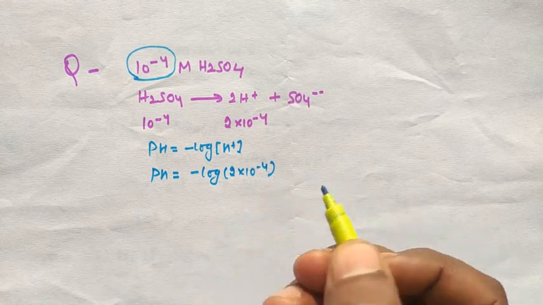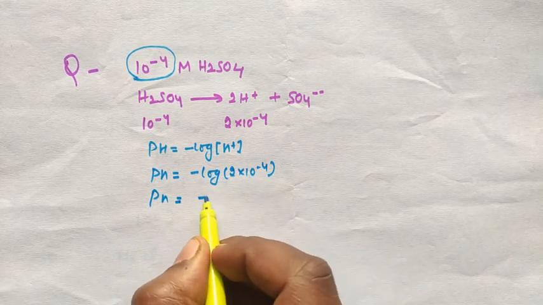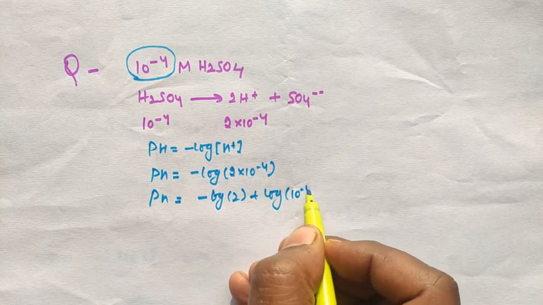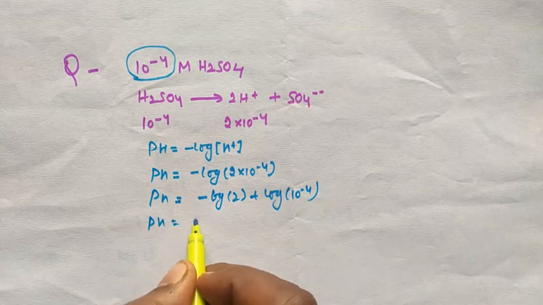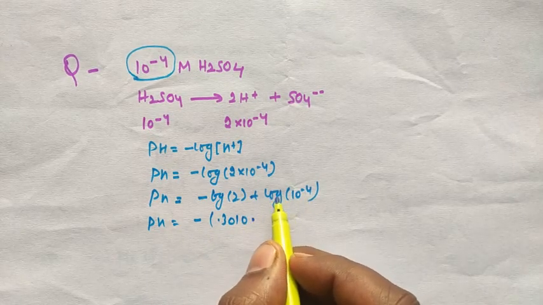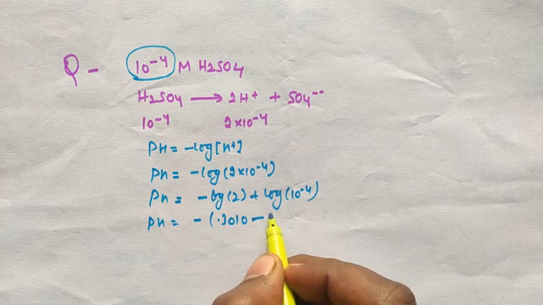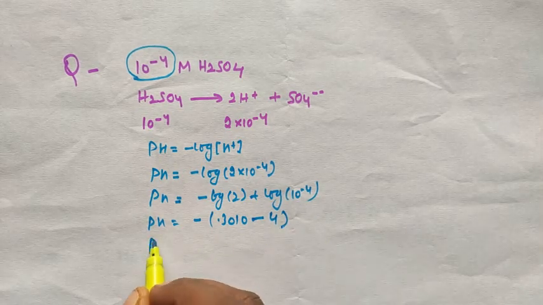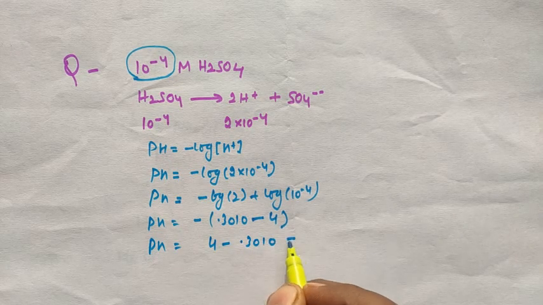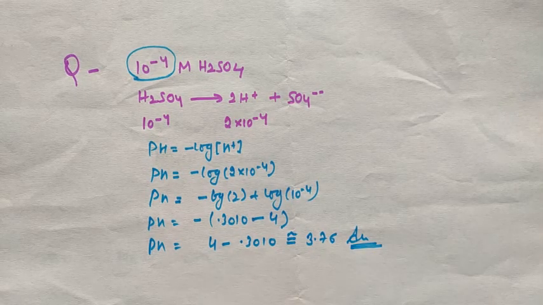Now this is the mathematics only. pH is equal to minus of log 2 plus log 10 to the power minus 4. On solving, it will give minus log 2, that is 0.3010, and for log 10 to the power minus 4, the minus will come here, so minus 4 log 10, that is 4 into log 10, which is 1. So pH will approximately be 4 minus 0.3010, which gives approximately 3.7. This will be the answer.